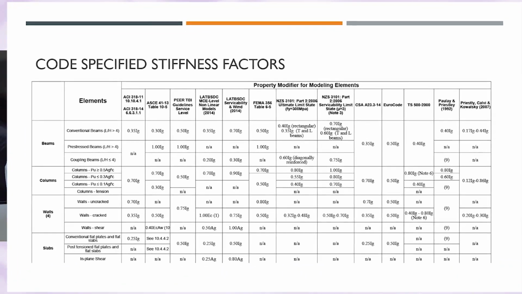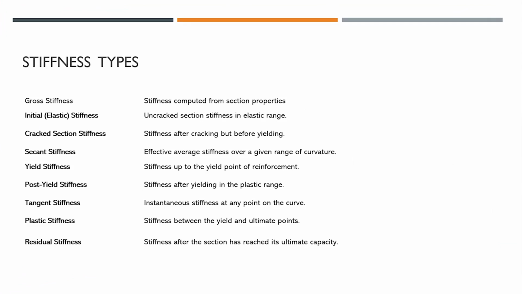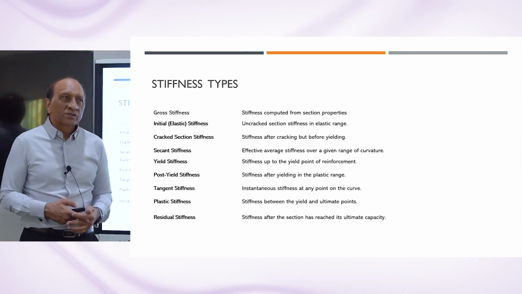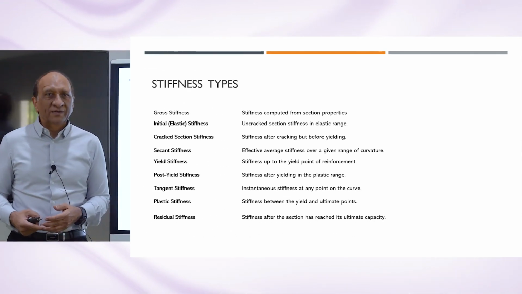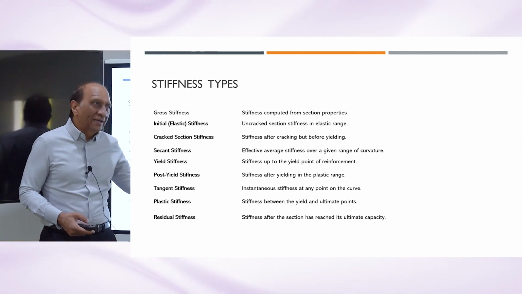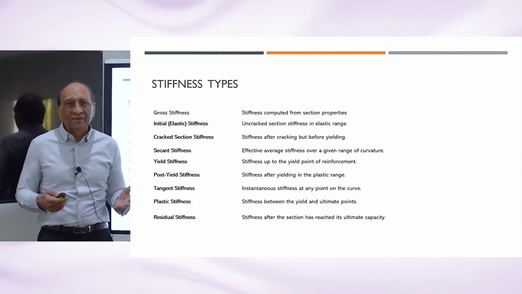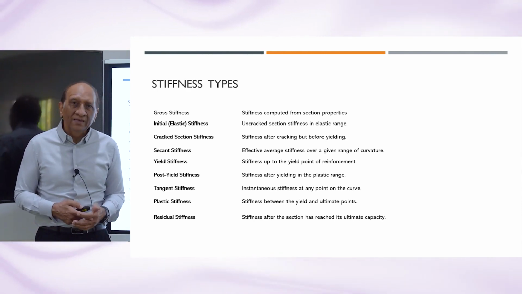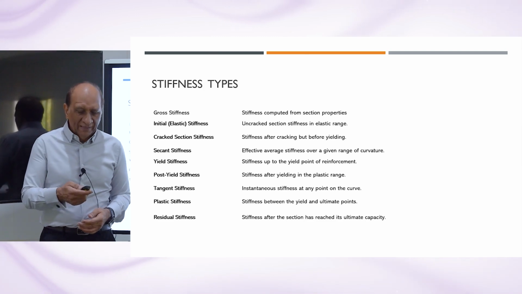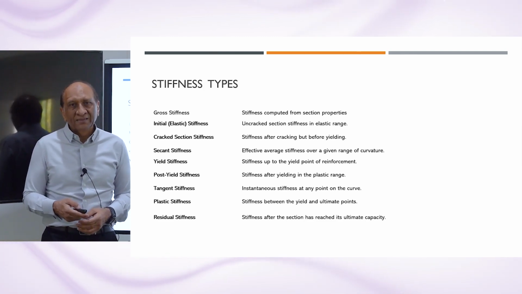So stiffness types, beyond that, we can have gross stiffness, initial stiffness, cracked section stiffness, secant stiffness, yield stiffness, post-yield stiffness, tangent stiffness, plastic stiffness, residual stiffness, and so on. So just stiffness has 7, 8 further variations. If you add these 7, 8 stiffness variations to the 7 to 8, 10 items that we found earlier, we are approaching 20 items already from the moment curvature curve that we can get more reliably than the traditional methods.